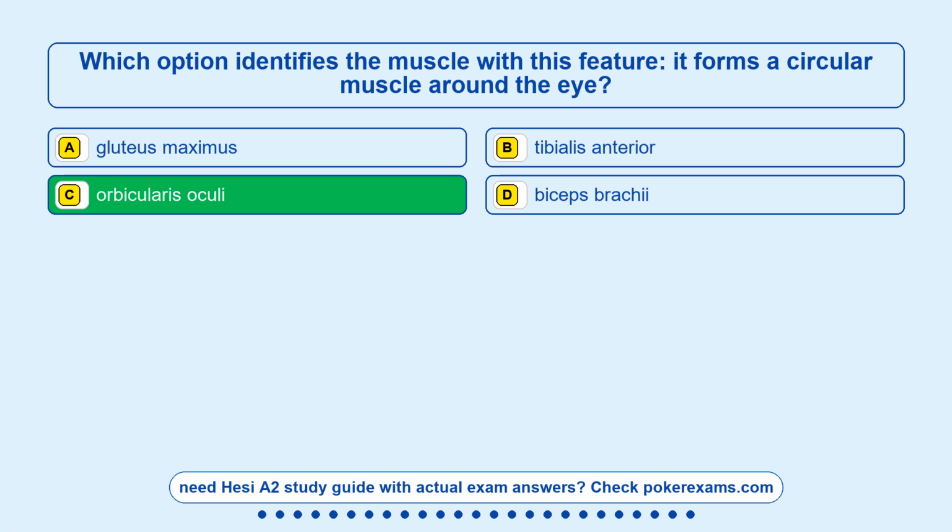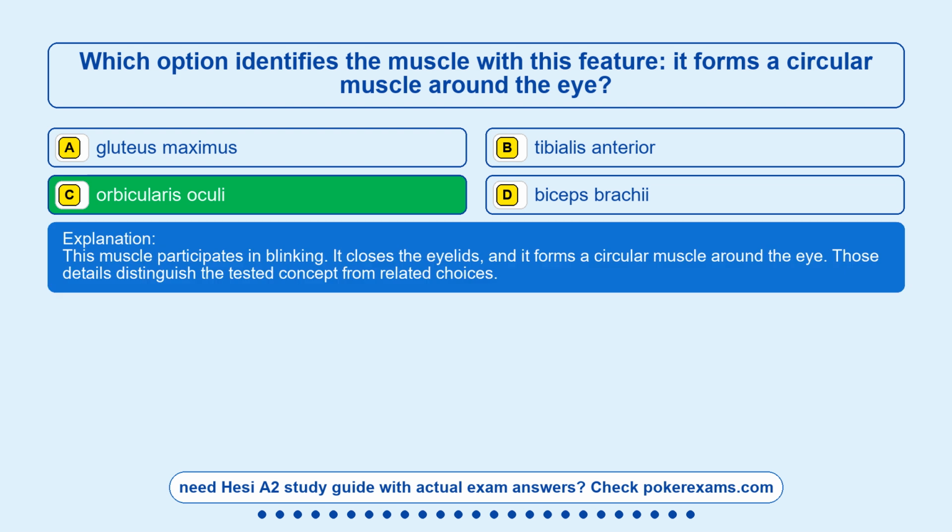The correct answer is option C, orbicularis oculi. This muscle participates in blinking. It closes the eyelids, and it forms a circular muscle around the eye. Those details distinguish the tested concept from related choices.